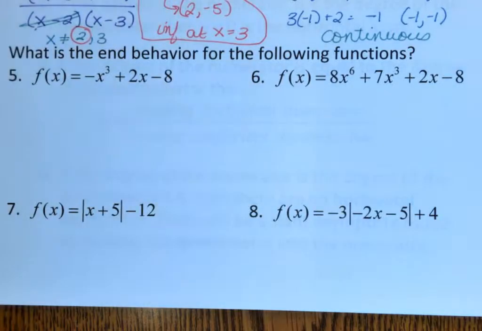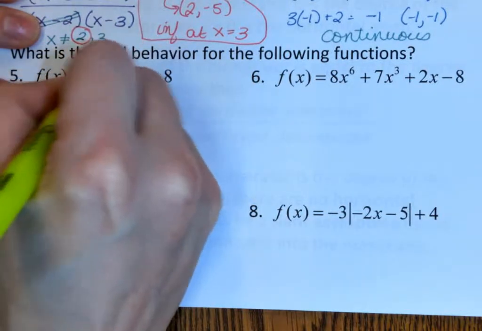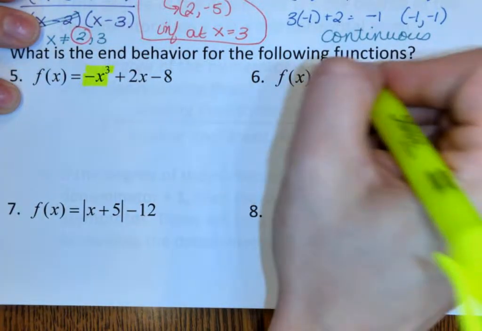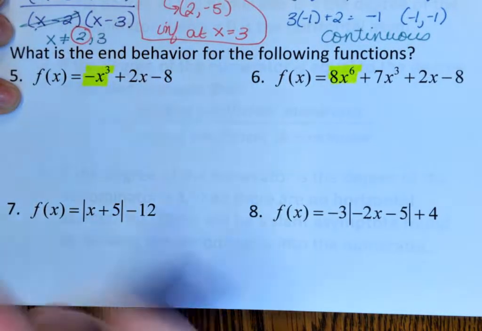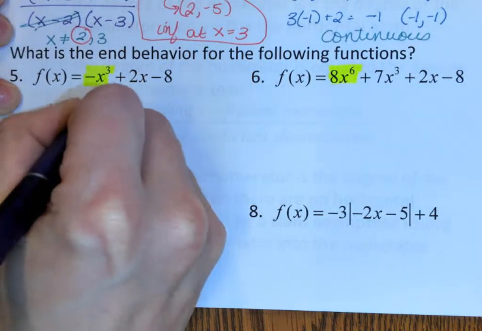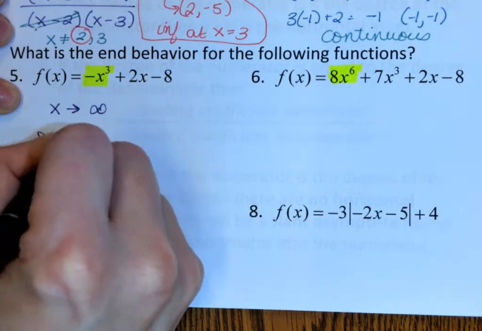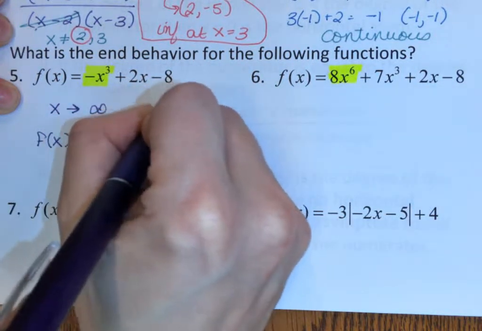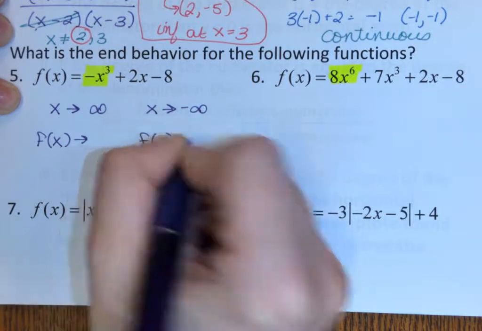And then when we're looking at end behavior, what is it that I need to find for each and every one of these? Highest exponent. So highest exponent is x to the 3rd. Highest exponent is x to the 6th. So we're looking at this and we're saying, okay, as x goes to infinity, what does f of x do? And as x goes to negative infinity, what does f of x do?